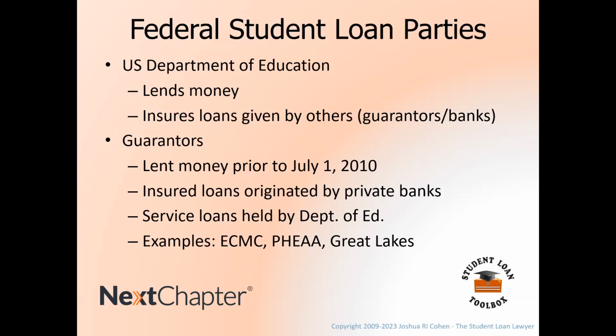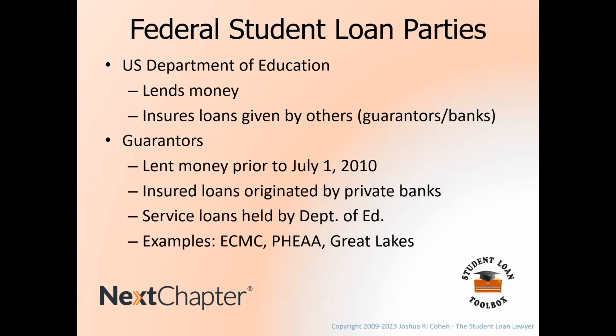And then we have guarantors or guarantee agencies. Before July 1st, 2010, they lent money. They also insured loans that were originated by private banks. They now service loans held by the Department of Education, some of them. Some examples that you may have heard of: ECMC, Education Credit Management Corp. If you've ever filed a bankruptcy with the federal student loan, you've probably run into ECMC. PHEAA, Pennsylvania Higher Ed, many folks have heard of them. Great Lakes is another guarantee agency.